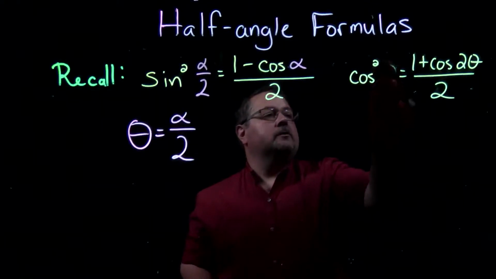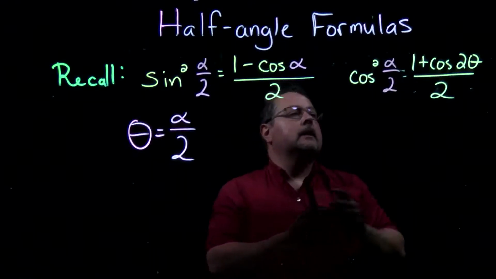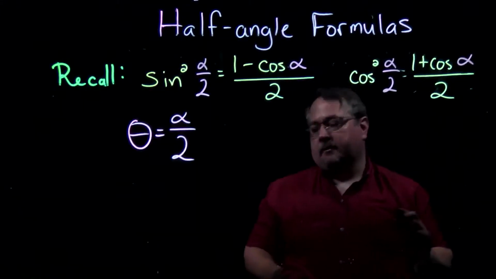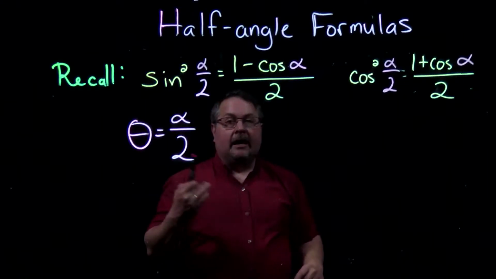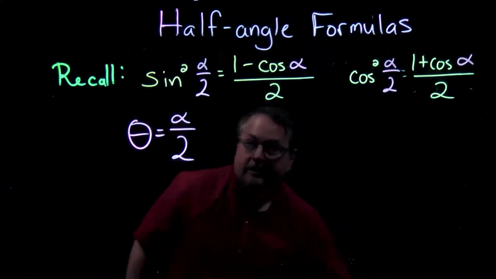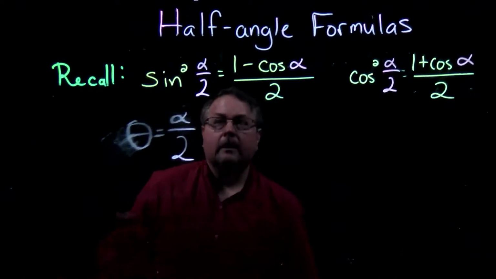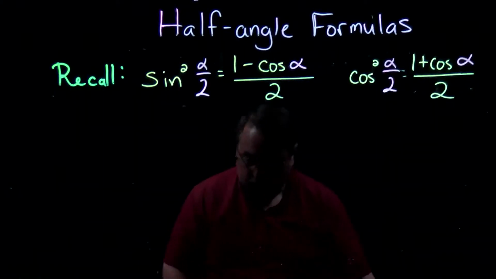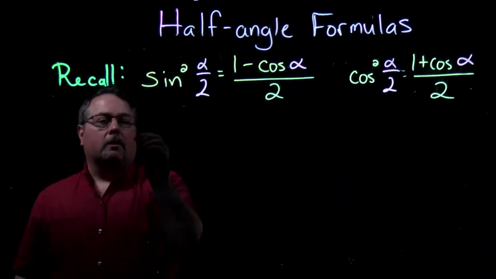Similarly, in the cosine squared power reduction formula, cosine squared of alpha over 2 is 1 plus cosine of alpha, divided by 2. All I've done here is, instead of using the angle theta, I'm using the angle alpha divided by 2. Now what this allows us to do is solve for sine or cosine of alpha over 2 by taking the square root of both sides. We do this for the sine squared. We take the square root of both sides.